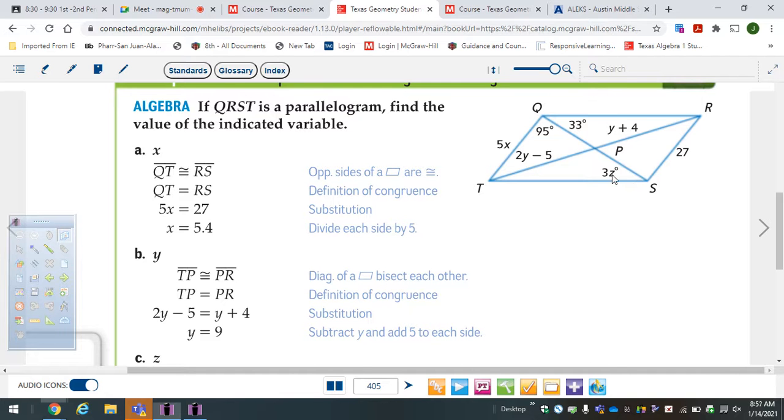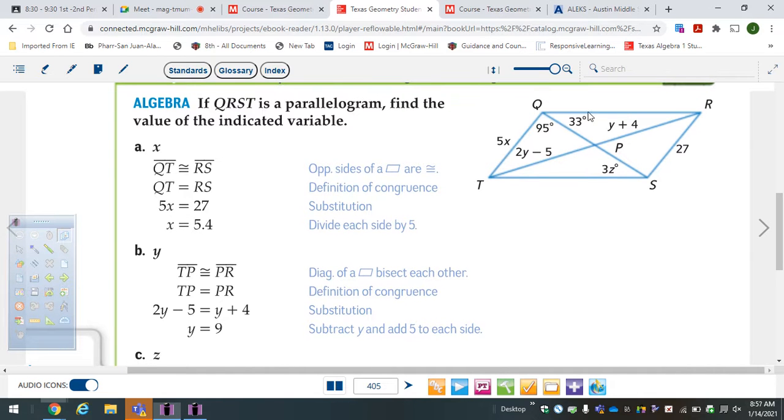So use that all to our advantage and see what's going on. So they want to find the indicated variable. What's the variable they're asking for? X. When I look at X, X is over here. When I know this one is equal to that one, you just say that and set it up and work on that. And there it is. QT is equal to RS. 5X equal to 27. Do your math. There you get that.